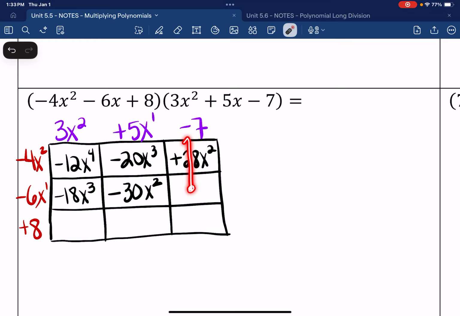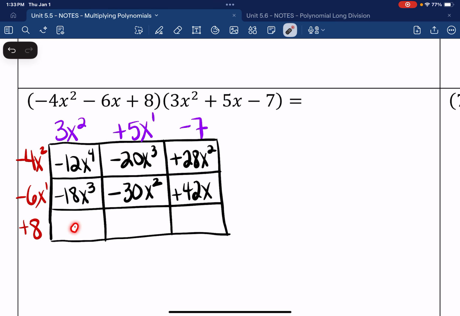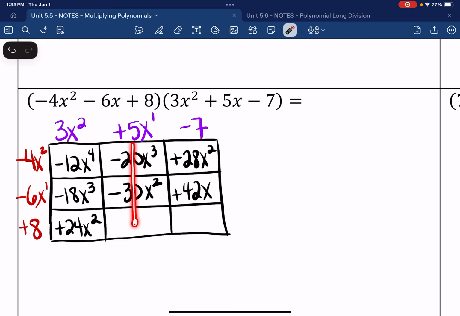Okay, this box is negative 7 times negative 6x gives us a positive 42x. Last row, we have 3x squared times 8. That gives us a plus 24x squared. All right, 5x times 8 gives us plus 40x.